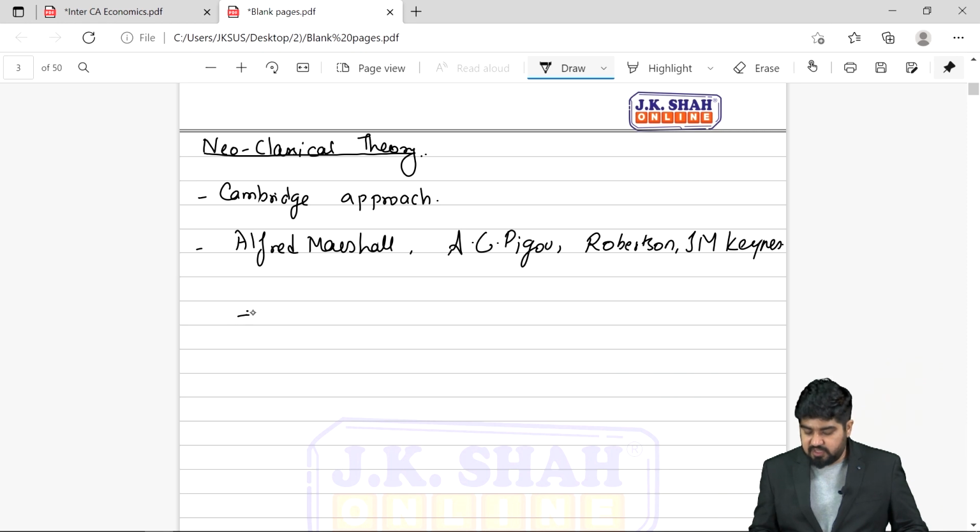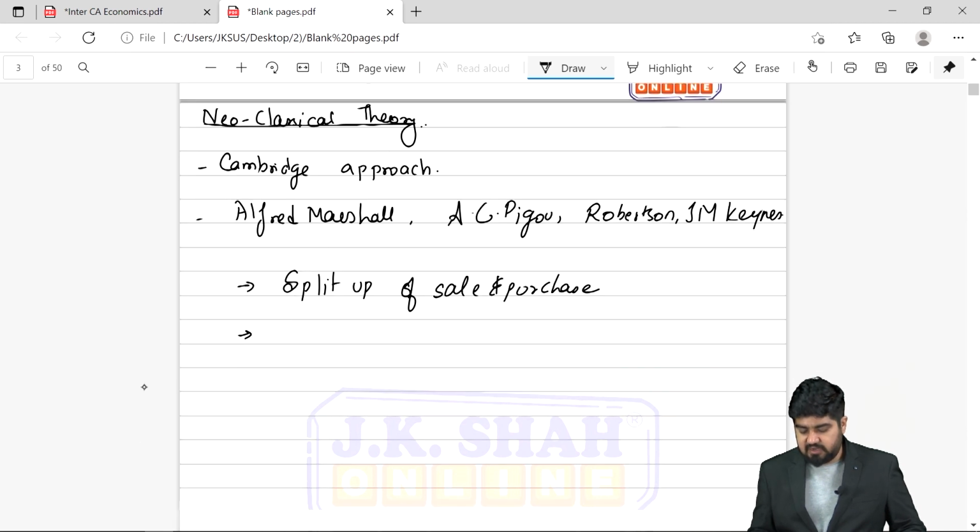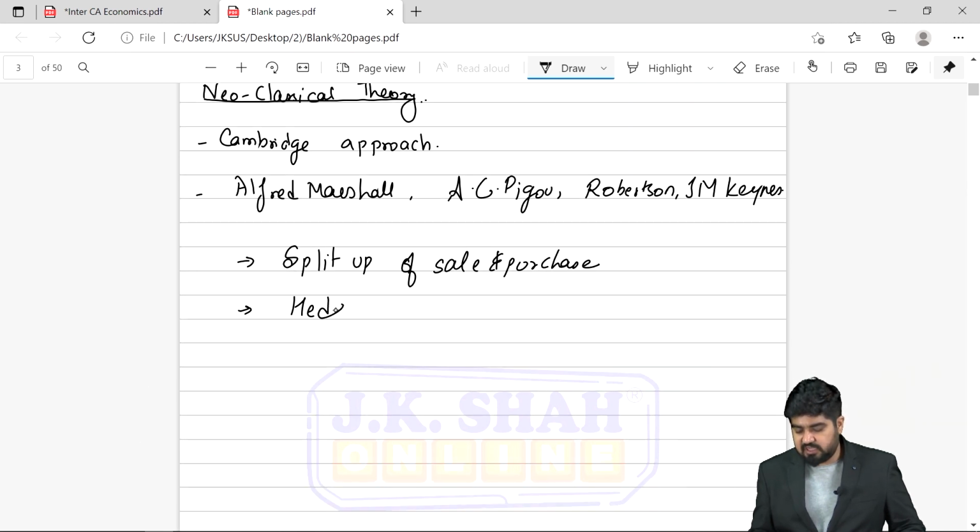Now according to them, demand for money can be influenced because of 2 things. Number 1, it is the split up of buying and selling, or purchase and sale, so enabling the split up of sale and purchase. And the second one is nothing but hedge against uncertainty.